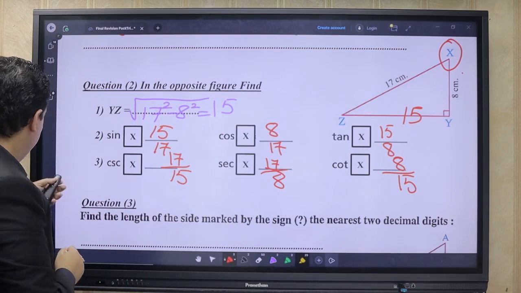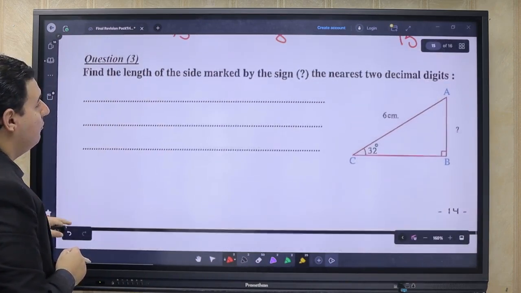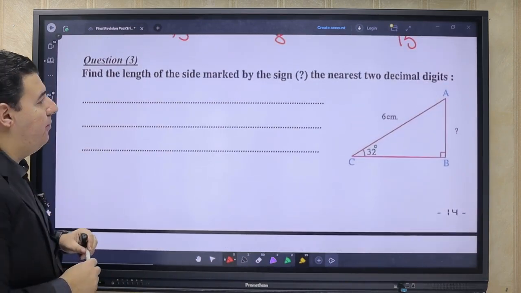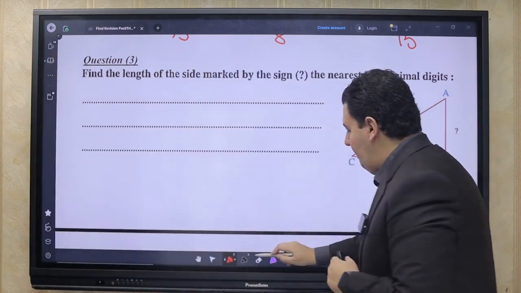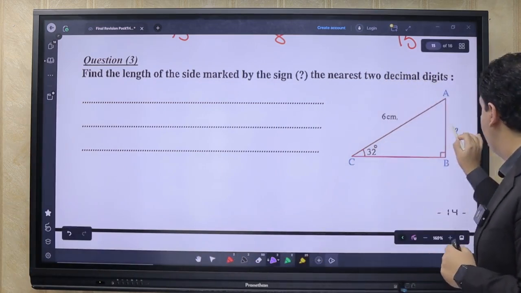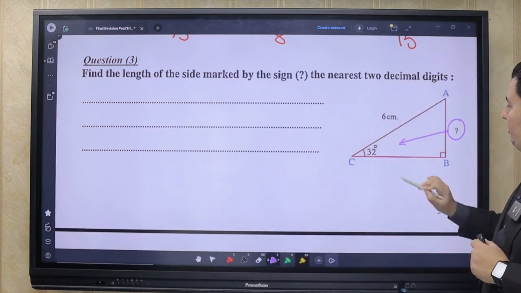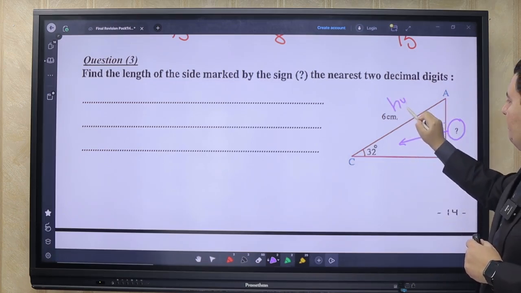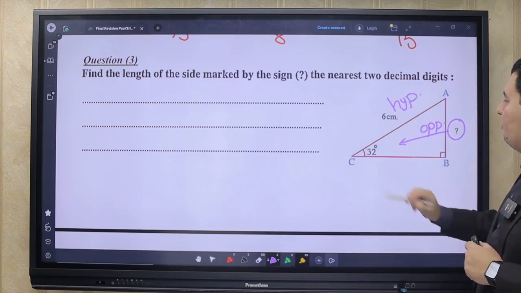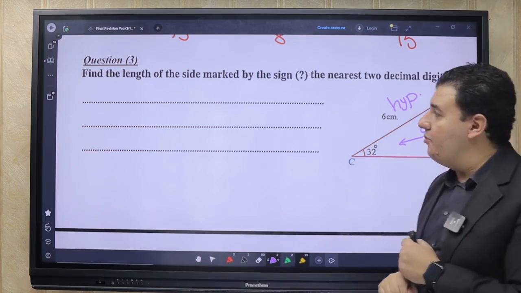Okay, question number 3. Find the length of the side marked by the question mark to the nearest 2 decimal digits. How can we find this question mark? This question mark is opposite for 32, so it's an opposite. And this 6 is a hypotenuse. So we will choose sine or cosine. Opposite and hypotenuse, we will choose sine.